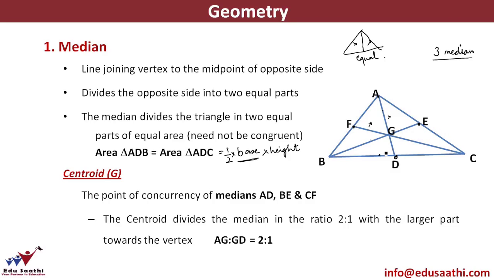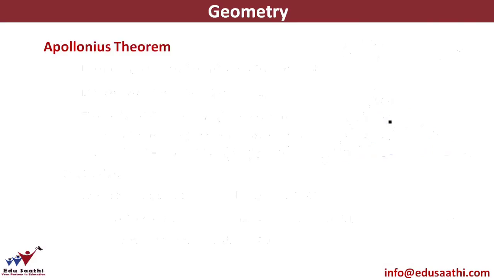An important property of the centroid is that it divides the median, which is AD or BE or CF, in the ratio 2:1. Two parts towards the vertex, one part towards the base. So AD is divided into 2:1 parts by G. BE will be divided into 2:1 parts by G, and similarly this will be divided in the ratio 2:1 through the centroid. To find out the length of the median, we'll take the help of Apollonius theorem.